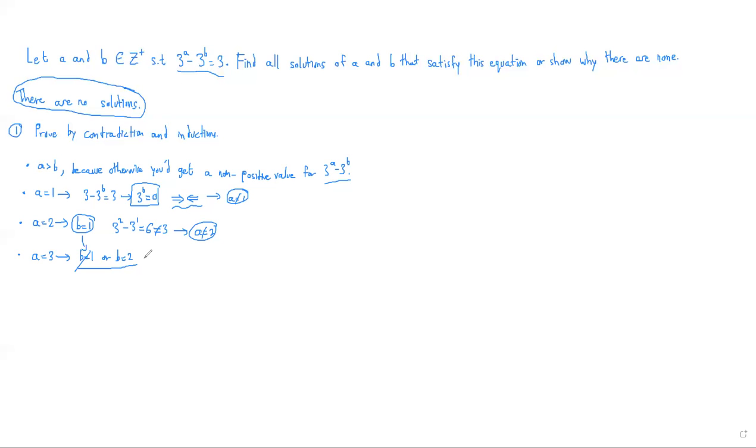And if B equals 2, then let's see, 3 to the 3 minus 3 to the 2 is 18, which, sorry, no, that's true, yeah, which is not equal to 3. So once again, A cannot equal 3.